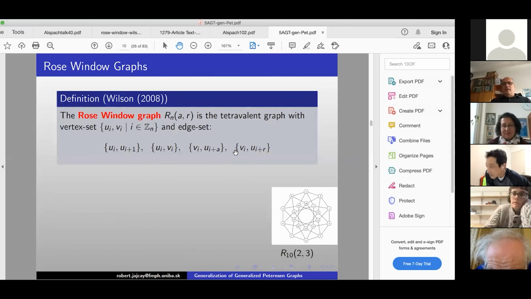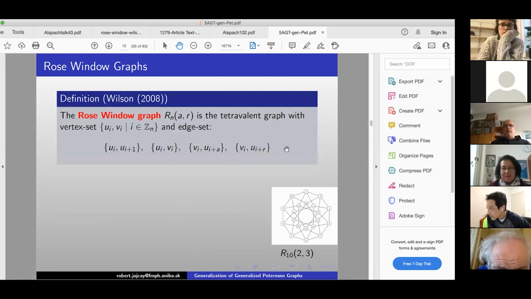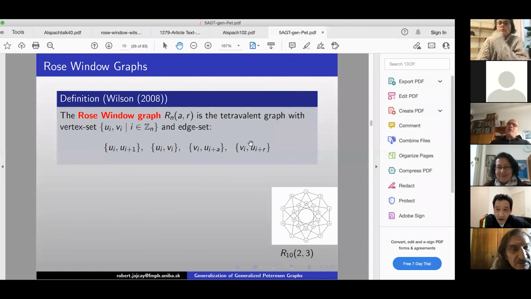So if you remember that they should be connected between the V_i, I don't think I made a mistake, but Steve Wilson called the inner vertices hubs, and there are edges connecting hubs among themselves. So did I make a mistake? Then in that case, I apologize. The last one should be V sub i plus r, not U. So this last one should have been a V. Maybe I just mistyped, but I tried not to make mistakes.